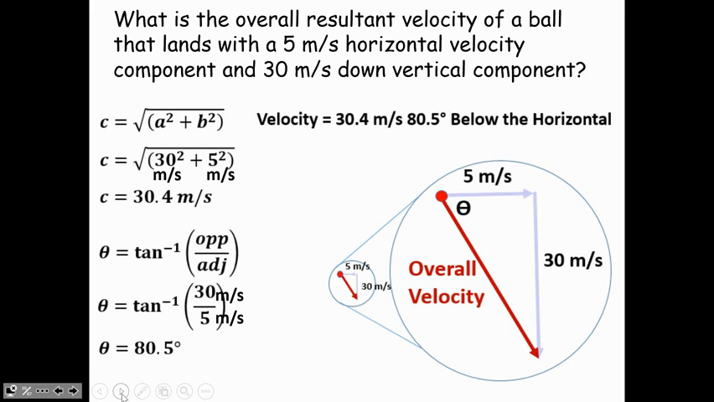And we can use trig to solve for the direction of that resultant velocity. Here I'm solving for theta using tangent as my trig function. Theta is equal to the inverse tan of opposite over adjacent, which is equal to 80.5 degrees. So my final answer for the overall resultant vector would be 30.4 meters per second at 80.5 degrees below the horizontal.